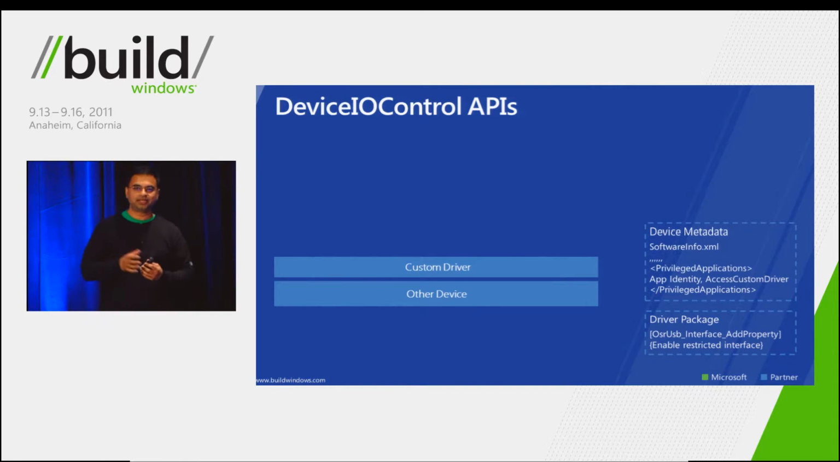The device metadata for this device should contain, in addition to the device companion app section, another section called the privileged application section. And this section contains the application identity, one or two of them, that identify the set of applications that can access this device. Only applications that are listed in this section can access the device, and nothing else.